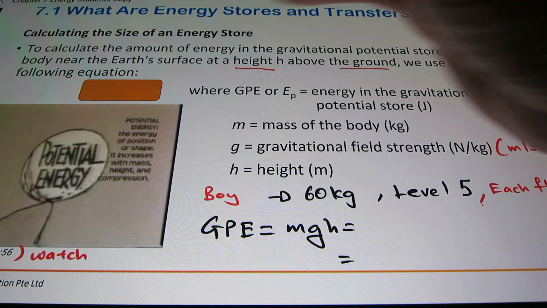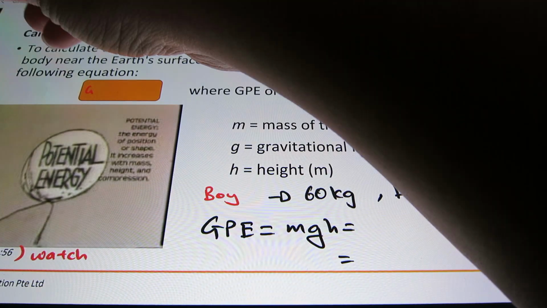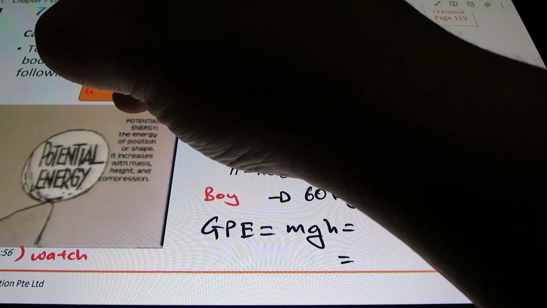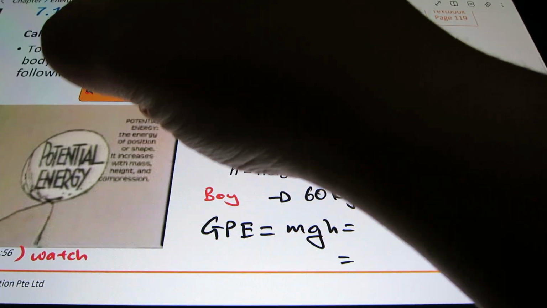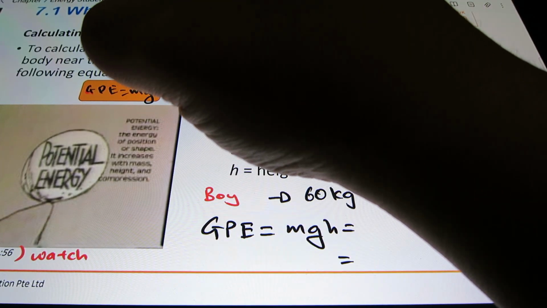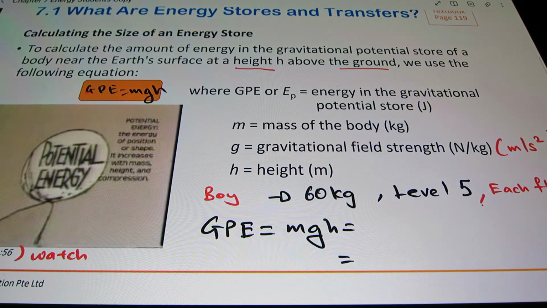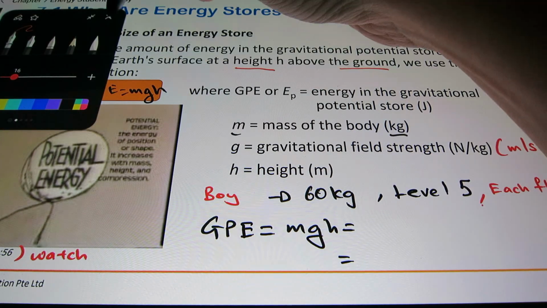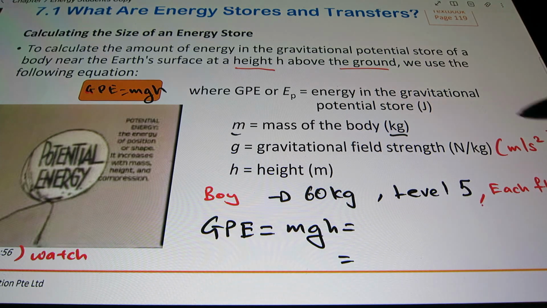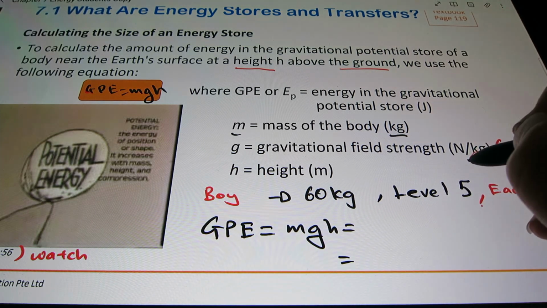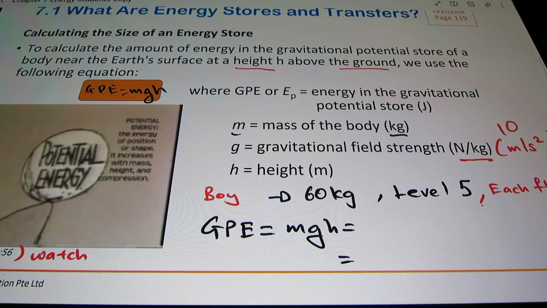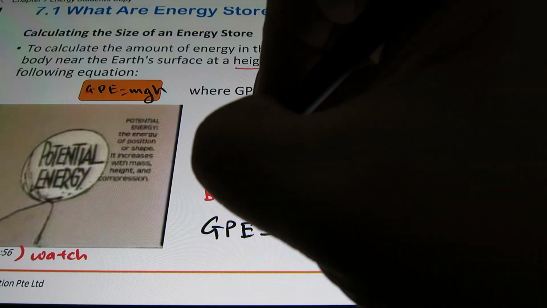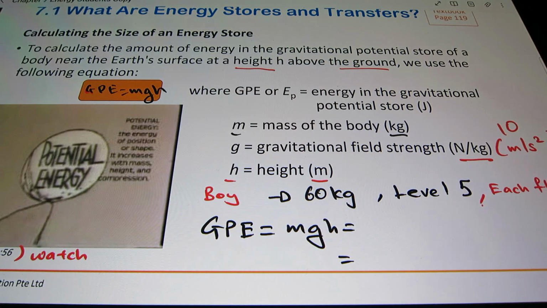The formula is given as GPE is equal to mgh. Alright, where m is the mass of the object, g is the gravitational field strength. You say it's 10 newtons per kilogram or 10 meters per second square. You can use it interchangeably. The height must be in meters.